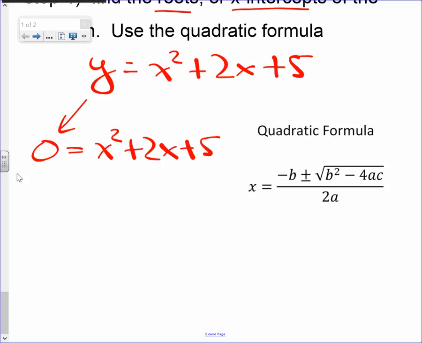All right, so Murillo's absolutely right. We make y 0, and now we're going to plug and chug. We have to substitute A, B, and C into our quadratic formula, and we're ready to rock and roll.